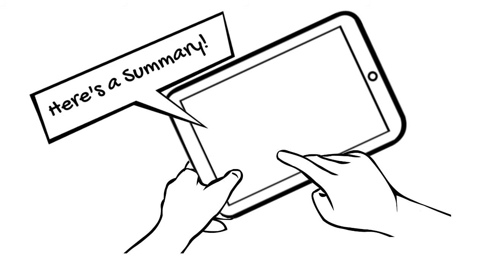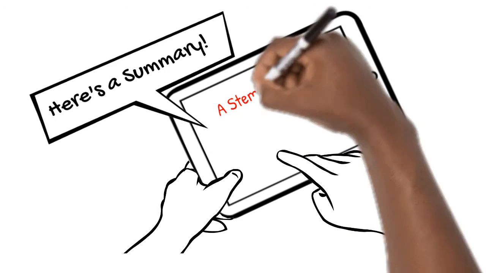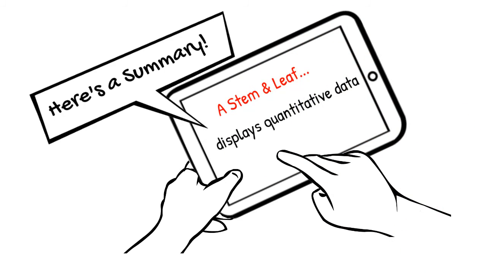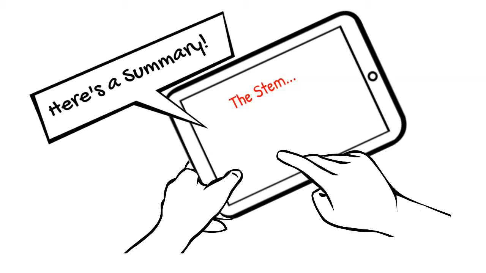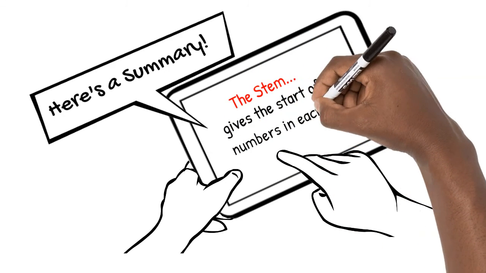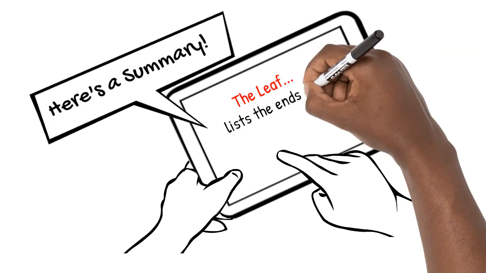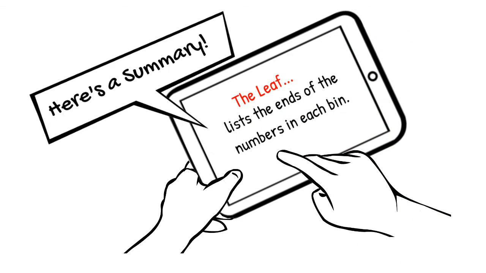Here's what we learned in this video. A stem and leaf displays quantitative data. The stem gives the start of the numbers in each bin. The leaf lists the ends of the numbers in each bin.